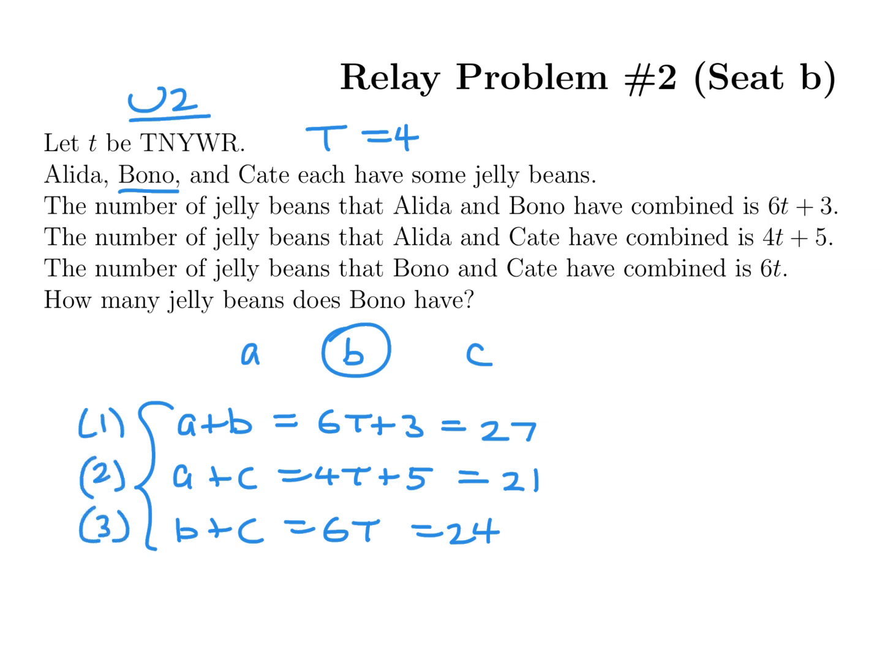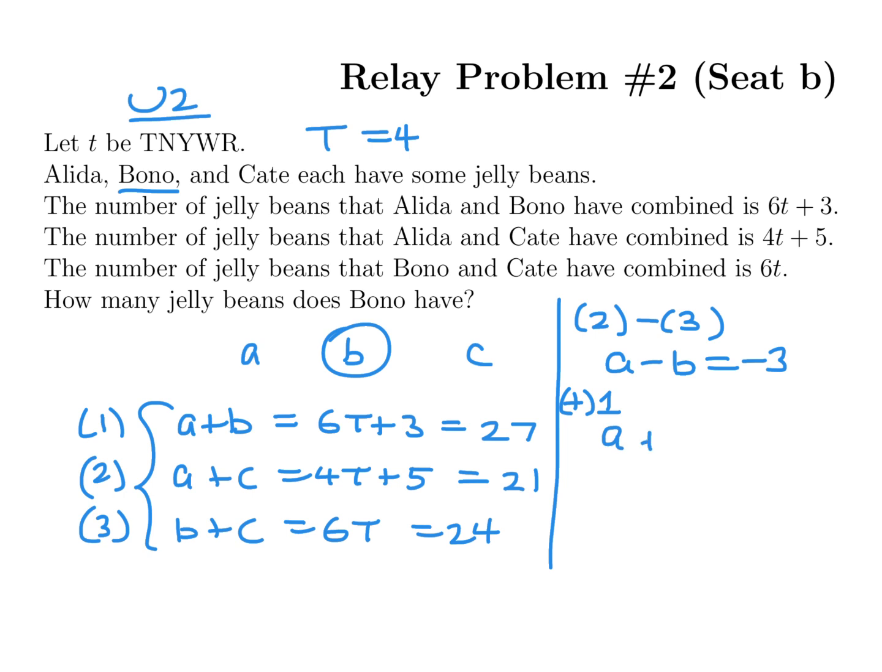So let's see here. How about if I did equation 2 minus equation 3? Then that would give me A minus B is equal to minus 3. Is that right? And then if I add that to equation 1, which is A plus B is equal to 27, right? So if I add these two, I will get 2A is 24. So that means A is 12.